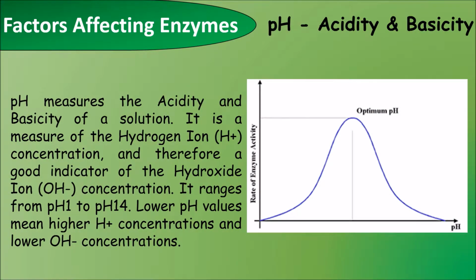pH measures the acidity and alkalinity of a solution. It is a measure of hydrogen ions, which are H+ ions, and therefore a good indicator of the hydroxide ion concentration, OH-. In this case, we talk about hydrogen ions as being the H+ concentration and hydroxide ions as being the OH- concentration. It ranges from pH 1 to pH 14. Lower pH values mean a higher H+ concentration and lower OH- concentration, and vice versa when we approach pH 14.